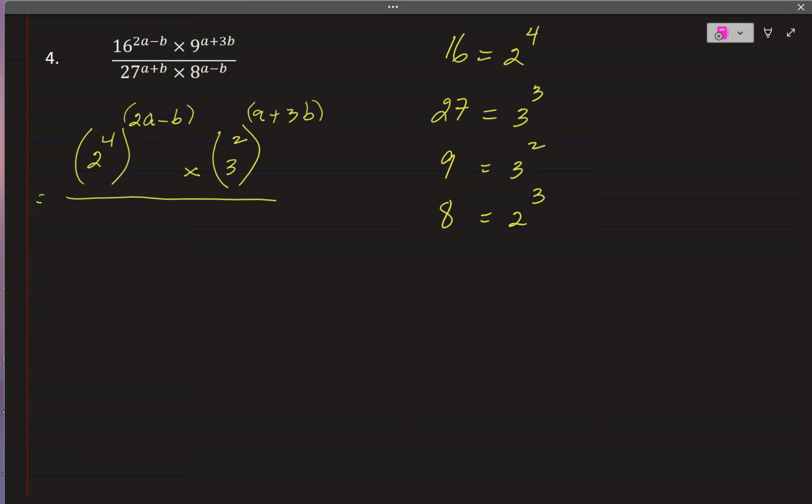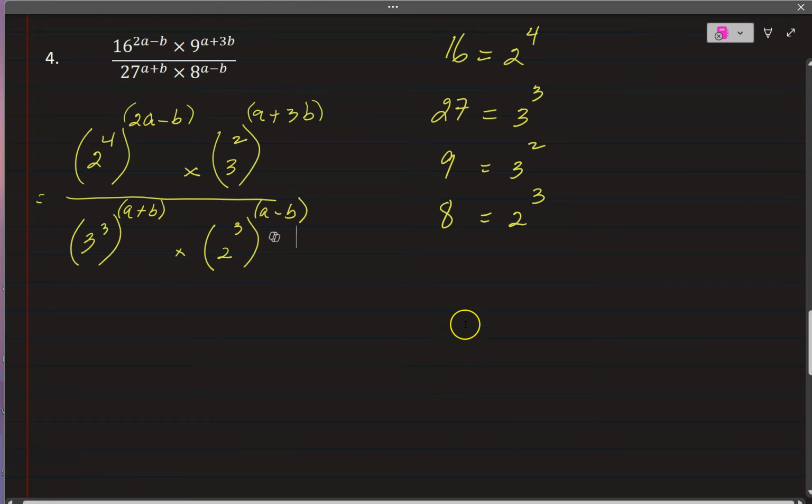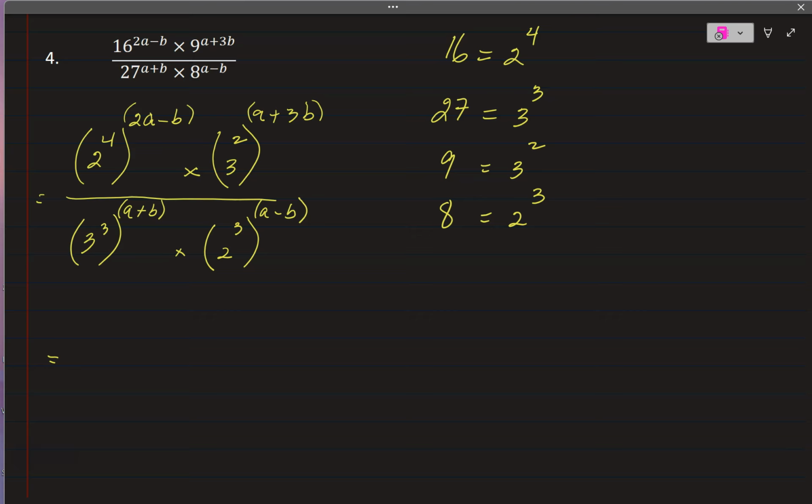All right? Now we're going to do the same thing. 27 is 3 to the power of 3, and that is to the exponent of a plus b. Multiply that by 8, which is 2 to the 3rd, and the exponent of that is a minus b, which I'm just rewriting. Okay, now, power of power. We've got to start doing multiplication and then figure out what's happening, and divide or multiply, which means adding and subtracting the exponents. So let's go ahead and do that.